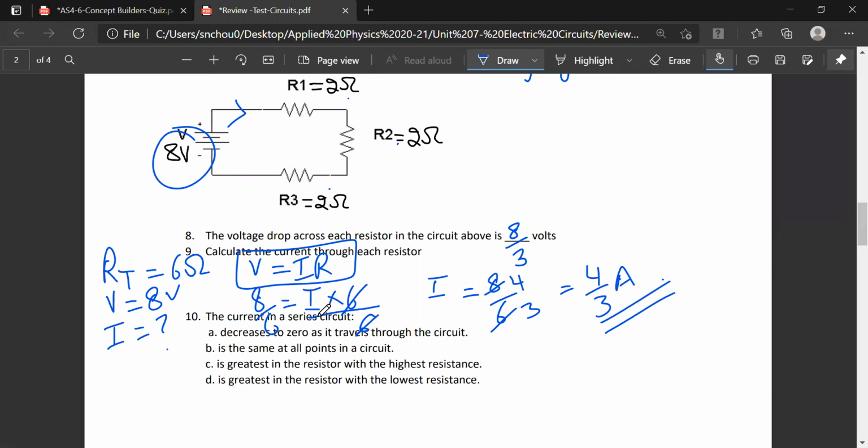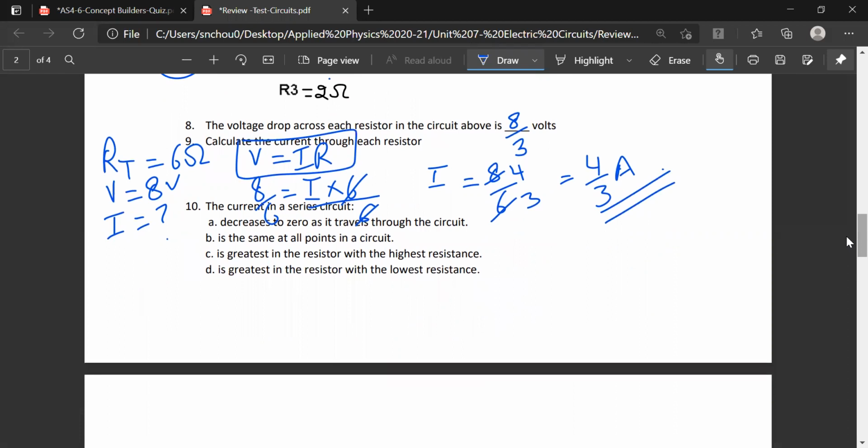The current in a series circuit, now we have a multiple choice. Does the current change as it goes through resistors in series? We just said that the current is the same everywhere, so it doesn't decrease, right? It's the same at all points in the circuit. It's a bit of a repeat question here. 10 is B in series. Only in series though. Parallel, it splits.